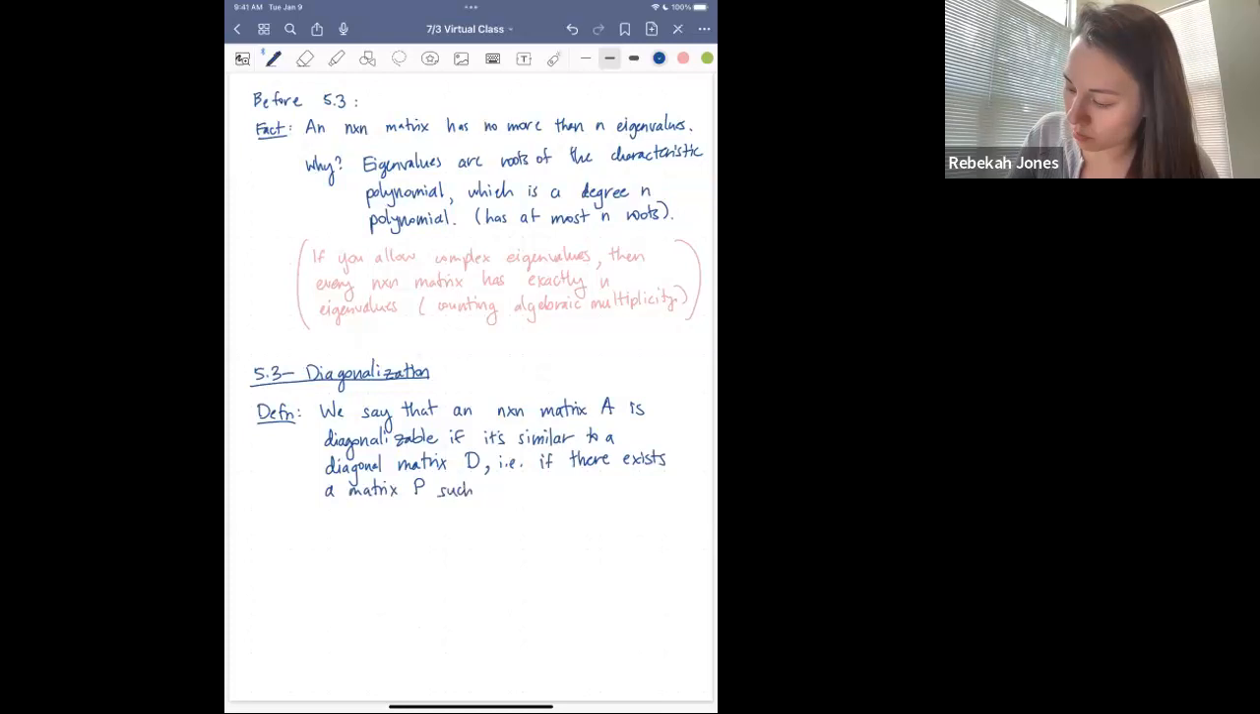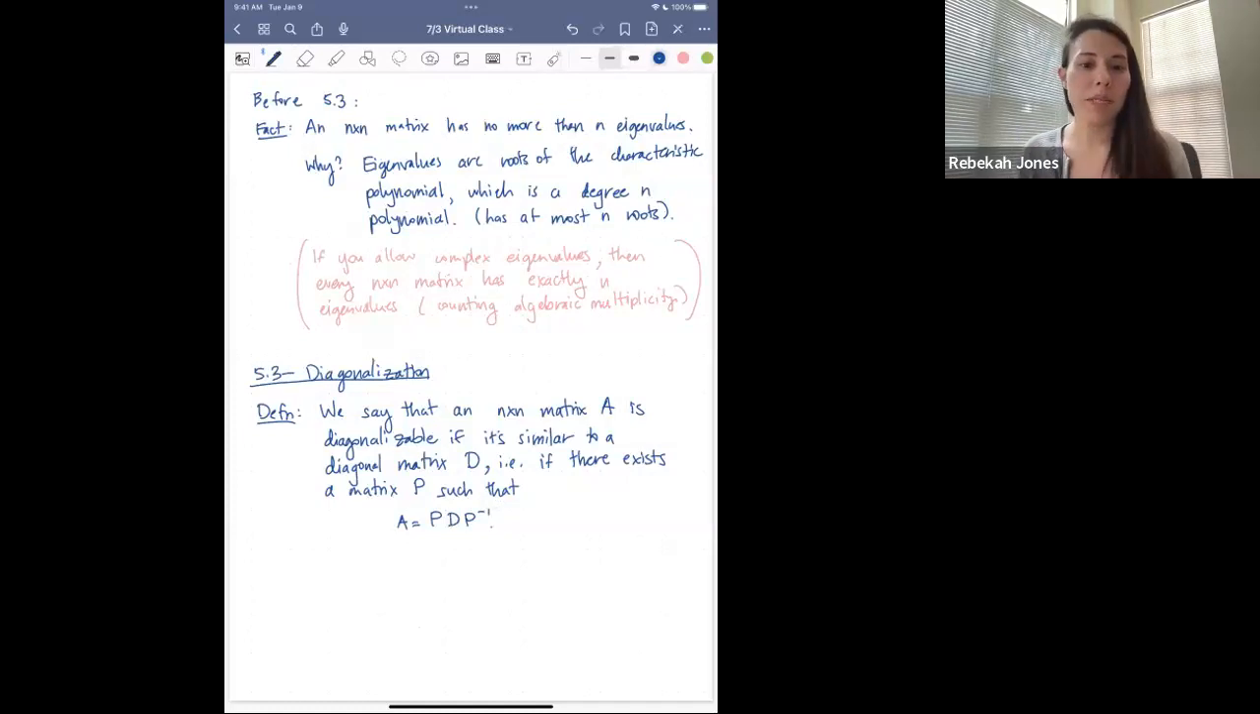And so remember what it means to be similar is there exists a matrix P such that A is equal to P times D times P inverse. And so clearly P has to be invertible, right? And what we'll learn today is how to figure out what these matrices P and D have to be, right?